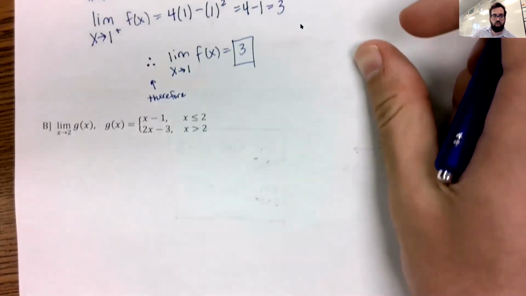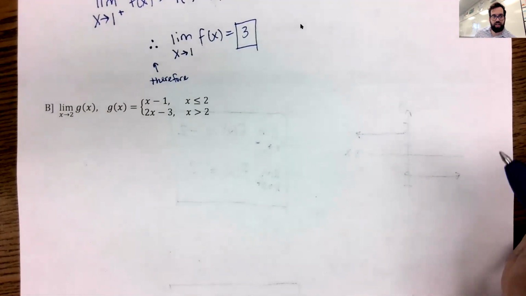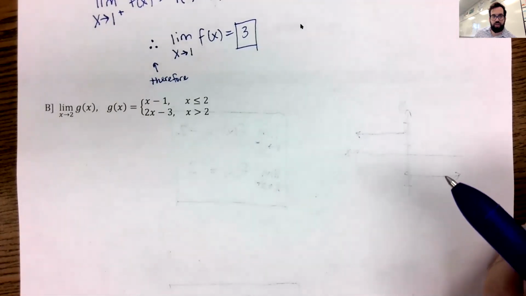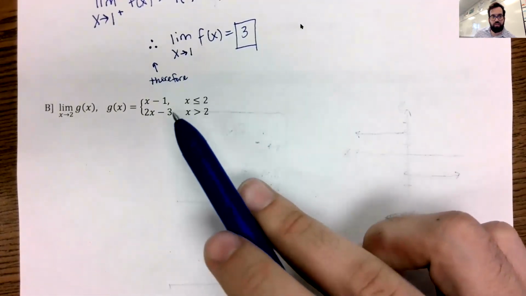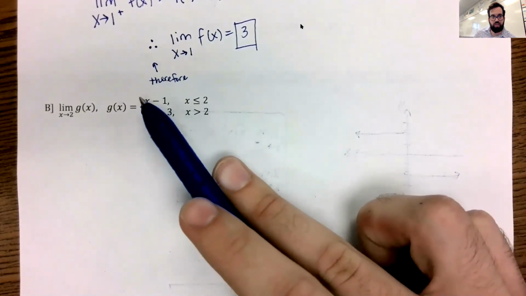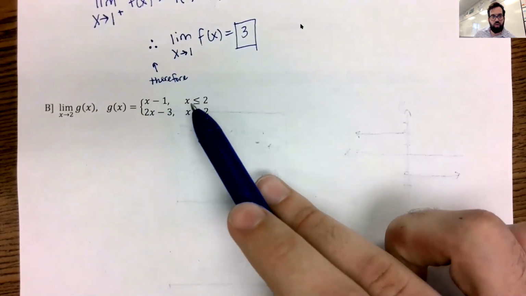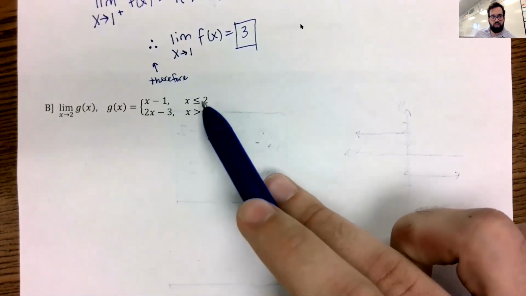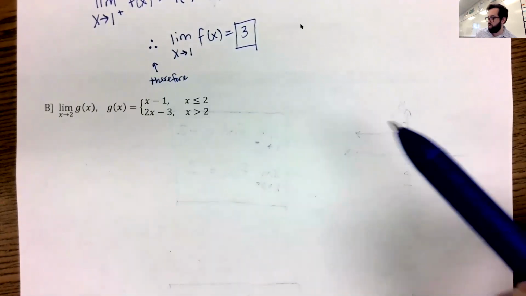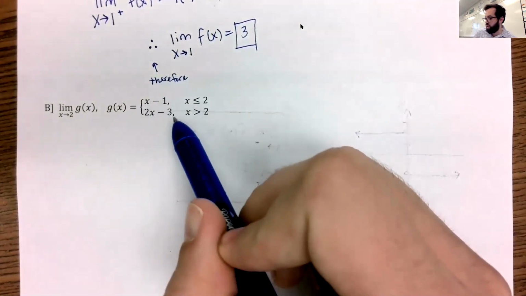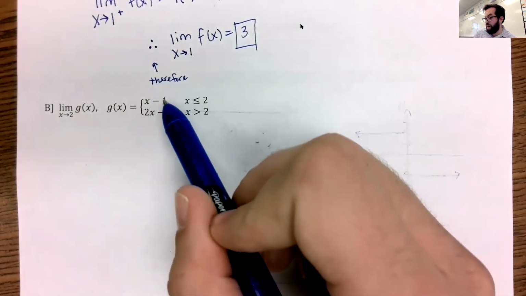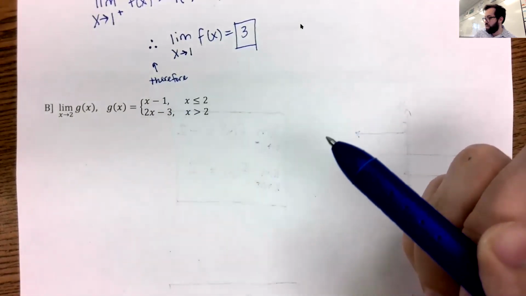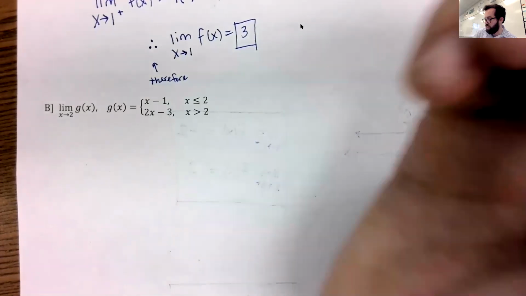Okay, let's try one more question. Letter B, the limit as x approaches 2 of g of x. Just like with the first one, we have 2 different expressions within our piecewise function. One is for x is less than or equal to 2. One is for x is greater than 2. And since both of these are continuous lines, really, then we won't have any issues just using direct substitution.